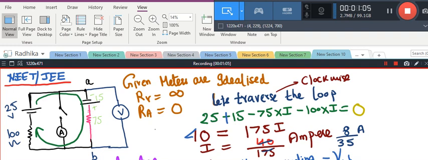Now move from A to B. You see minus to plus, 15 volts gain in potential, and then there is a drop in potential on 75 ohms. So 75 into the current which you obtained from the previous expression, and you get the answer as negative 15 by 7, which shows that the potential of B is greater than the potential of A.